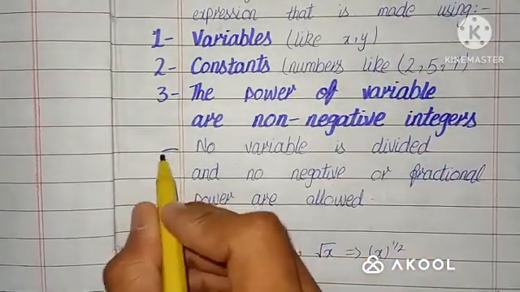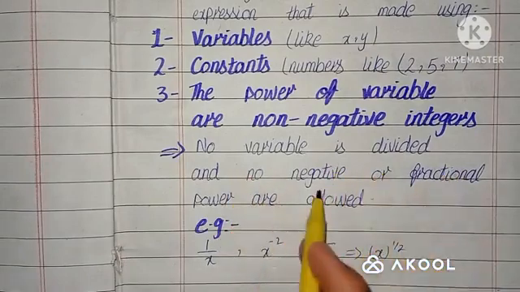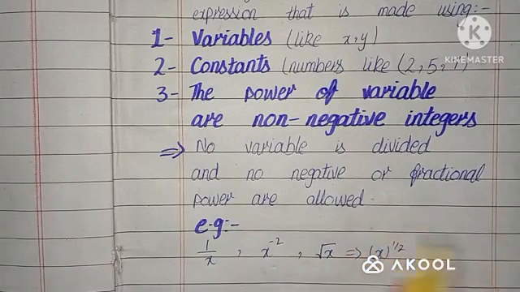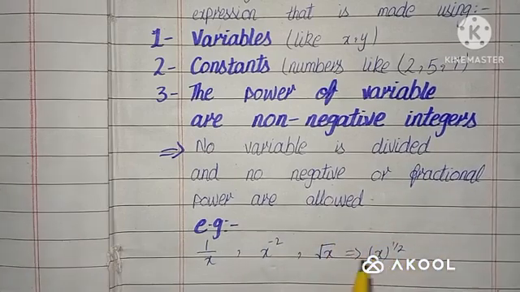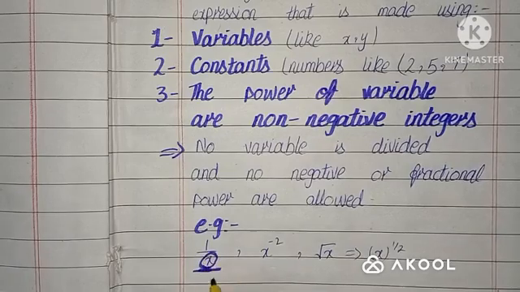After this, we have the second point to consider, and this point states that no variable is divided and no negative or fractional powers are allowed. This specifically means that in our expression, no variable can be divided. In a polynomial, no variable can go to the denominator and divide. Like here, it is dividing, so this is not a polynomial because the variable x inside it is dividing.